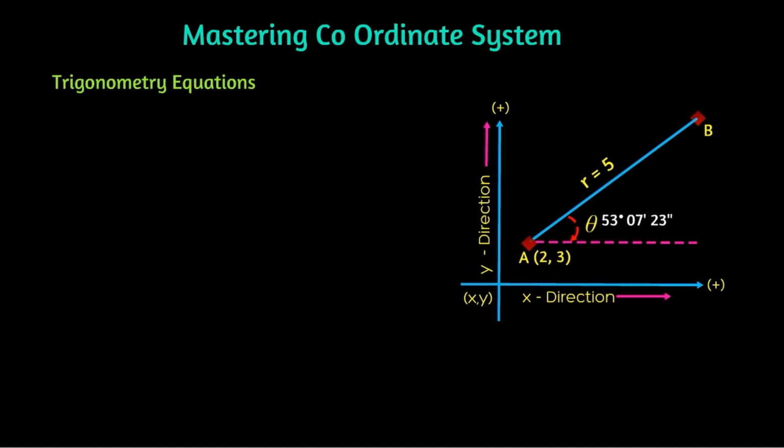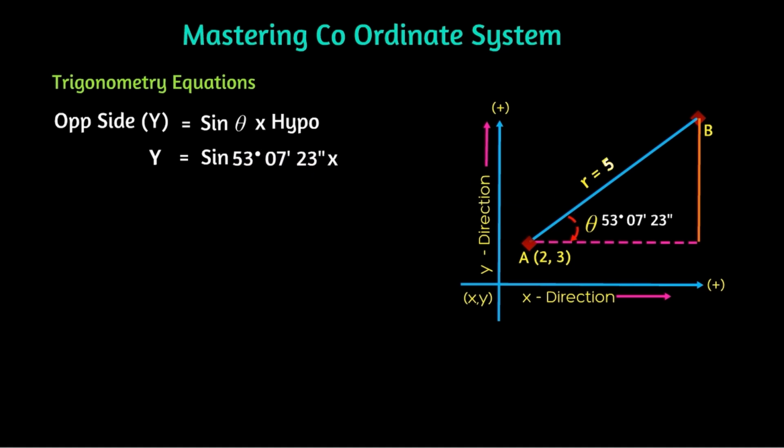Using trigonometry for angles. Sin theta equals opposite side by hypotenuse. So, opposite side equals sin theta times hypotenuse. In our case, the information available: theta equals 53 degrees 7 minutes 23 seconds and hypotenuse is distance between 2 points, that is 5, and we have to calculate the opposite side, that is vertical height, that is y. So the value of y equals sin 53 degrees 7 minutes 23 seconds times 5. The value of y equals 4.